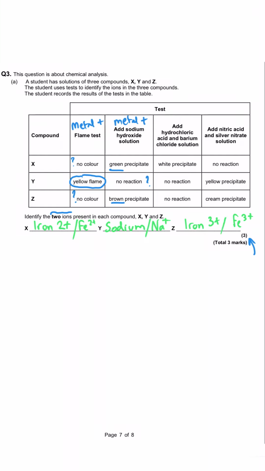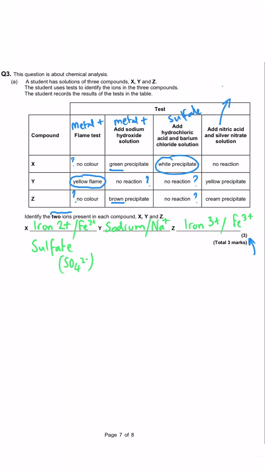And so moving on, the adding hydrochloric acid and barium chloride solution, that is a test for sulfate ions. And no reaction, we've not learnt anything there. The white precipitate for X tells us that we have got sulfate ions present. So what that means is that X is iron 2 sulfate. Sulfate is SO4 2-, but the names are absolutely fine because they've just told us to identify the ions, nothing more than that. And then last of all, nitric acid followed by silver nitrate.